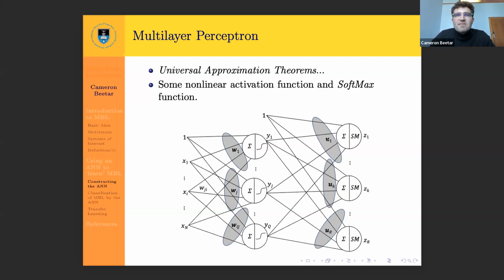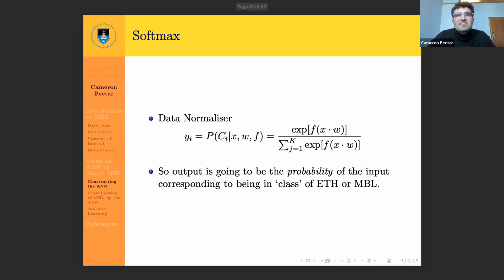What the softmax function does is act as a sort of data normalizer, that probably should be in inverted commas. So the output of the network is going to be a probability of being in class I, for however many classes you have. We only have 2, thermalizing and localizing, given input X, the weights W, and activation function F. So great, we have the neural network, and we now have a way of structuring it so that we can get a probability that the input corresponds to localizing or thermalizing.